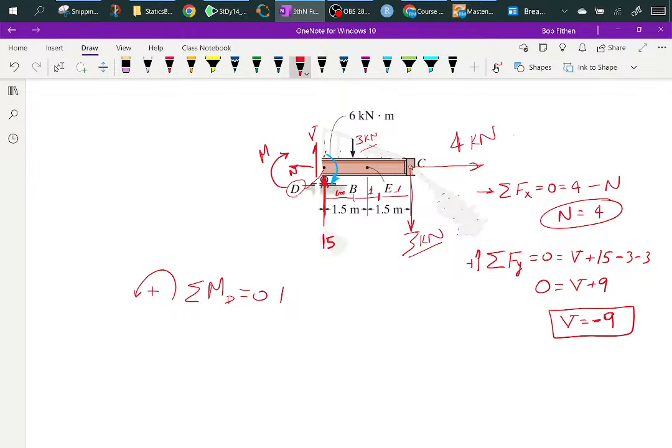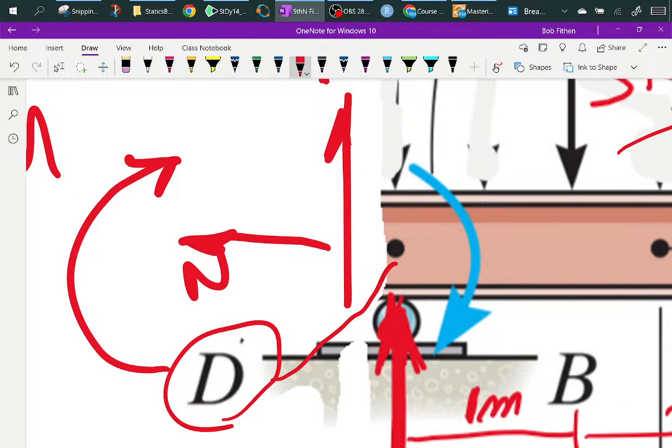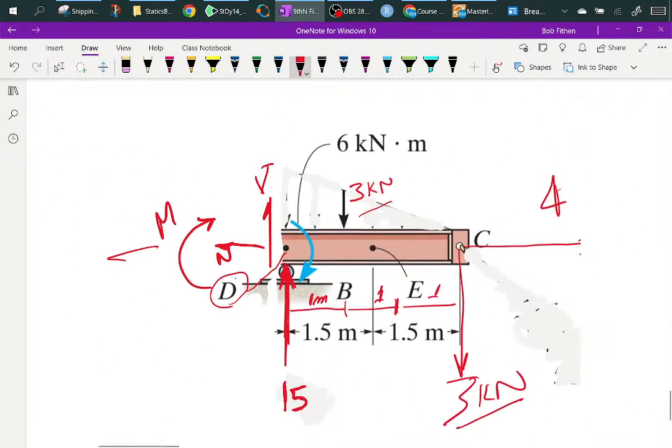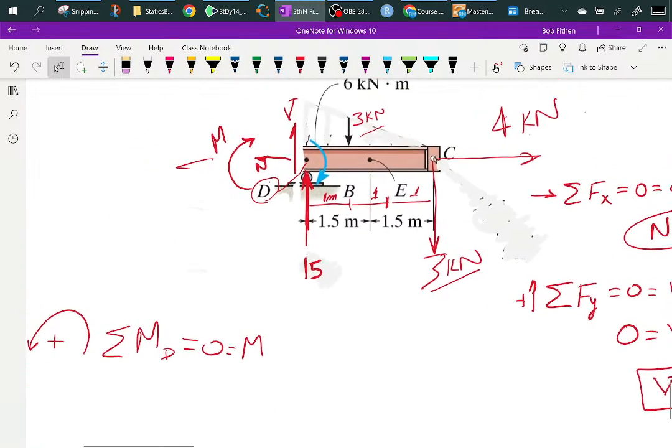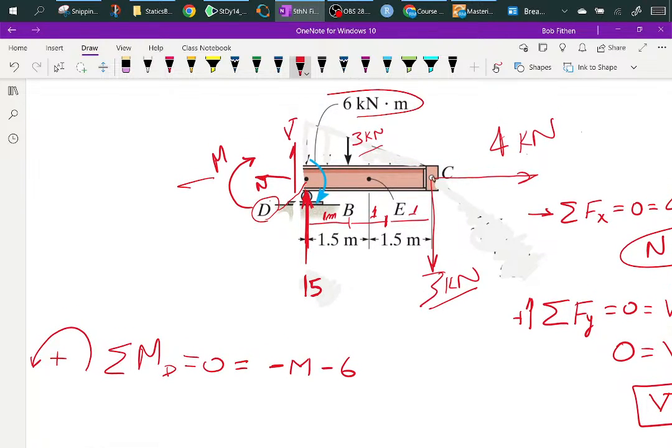Okay. So first I get the moment that we're looking for. Then I might as well include this little blue moment right here. What's interesting is they're both going the same way. And actually, that should be negative. Minus M minus 6. It's that 6 right there that gets put right here. And now I've got to do all these forces and distances.